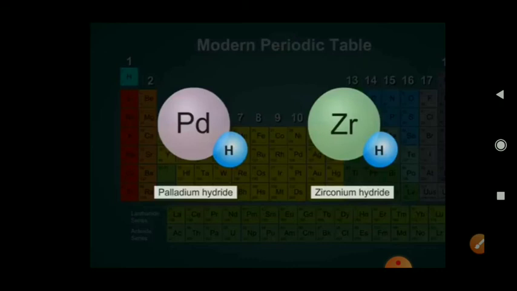We completed our ionic hydrides. Ionic hydrides are magnesium hydride, sodium hydride, beryllium hydride. Means s-block elements react with hydrogen and form ionic hydrides.